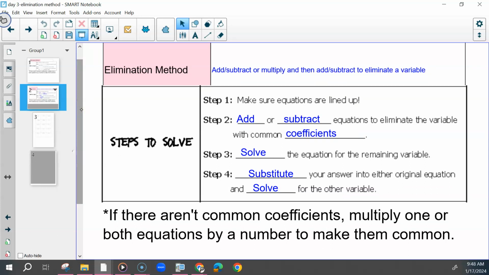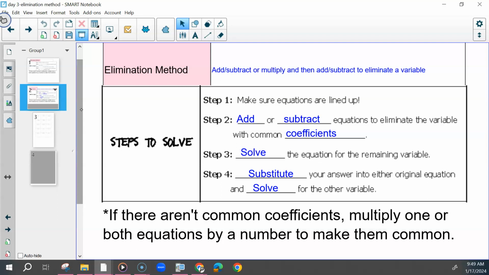The elimination method is where you add or subtract or multiply and then add or subtract to eliminate a variable. Make sure the equations are lined up. Add or subtract the equations to eliminate the variable with common coefficients. Solve the equation for the remaining variable. Substitute your answer into either equation and solve for the other variable.